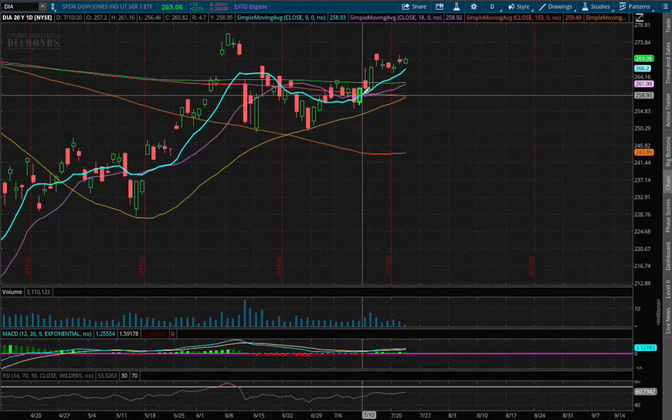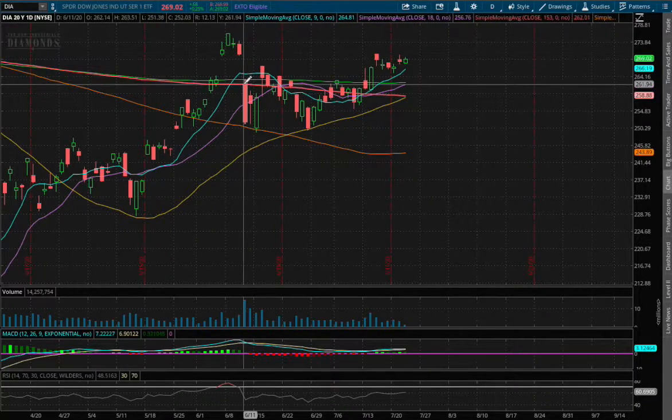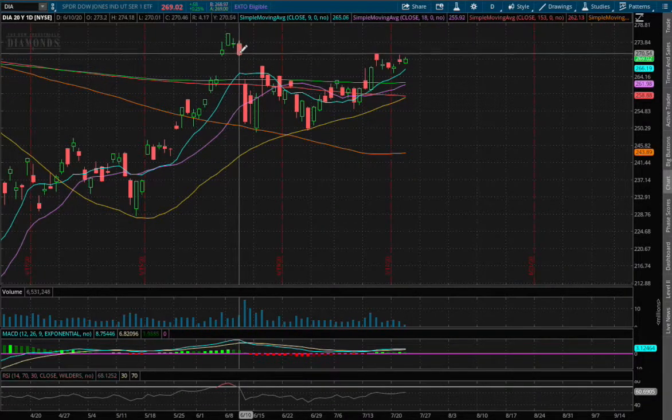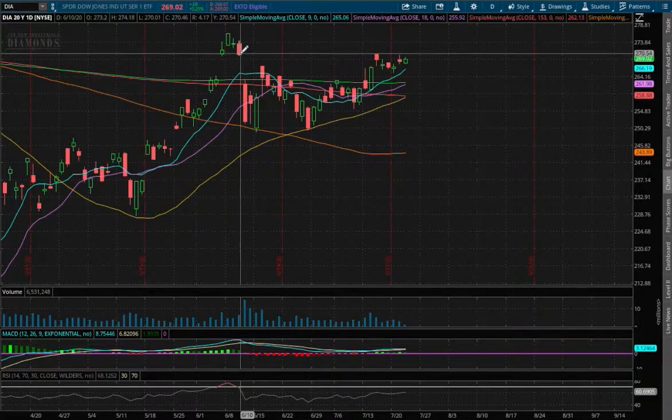And the next possible resistance that I see will be around the price of where we had a gap down between June 10th and June 11th, and that gap is around a price of 270, and that will be our first immediate resistance to the upside if we do continue this upward momentum.